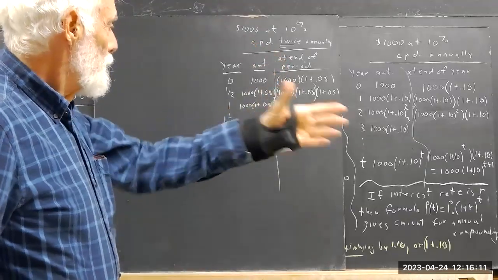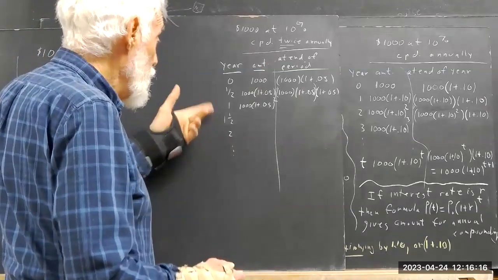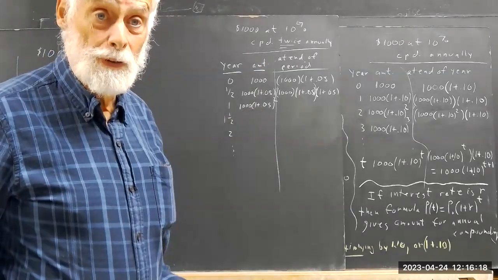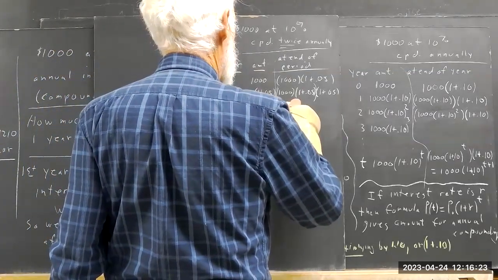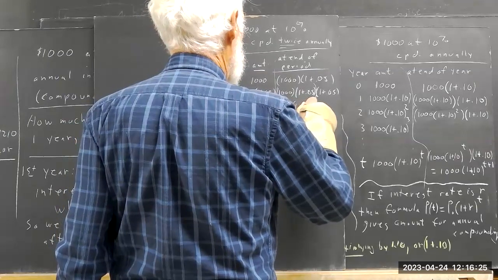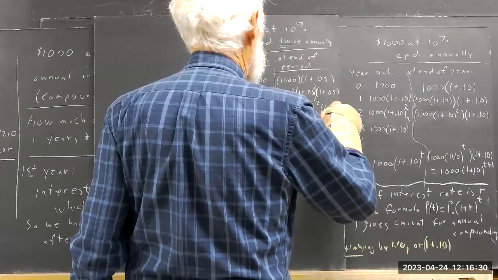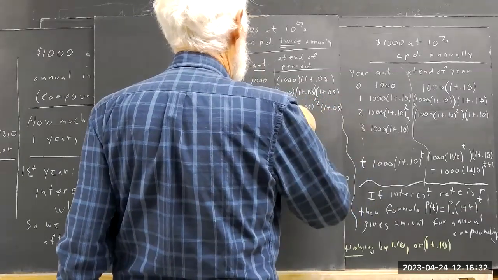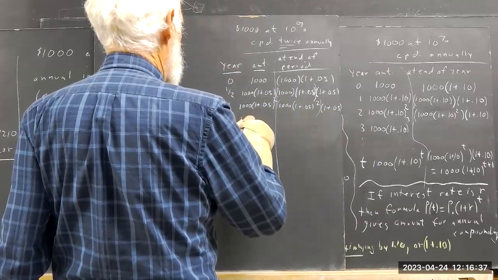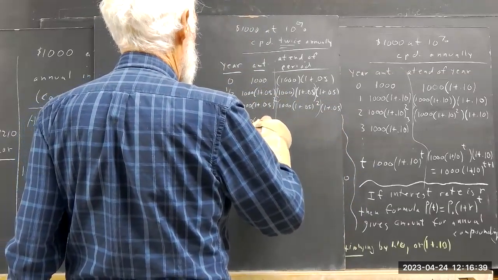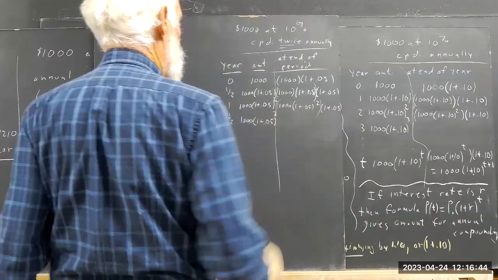Okay, so we were able to write up several more steps of this. Because every time we go half a year, we multiply by 1 plus 0.05. So here would be 1,000 times 1 plus 0.05 squared times 1 plus 0.05. And that is just 1,000 times 1 plus 0.05 cubed.